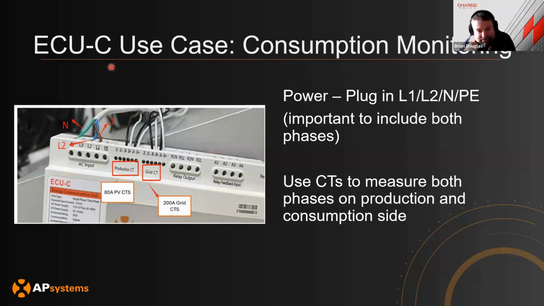Okay, and one last question. Is the 150-meter distance run between the ECU and the closest microinverter or the furthest microinverter?